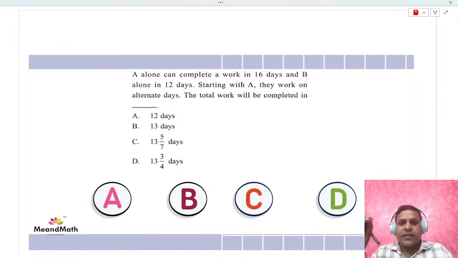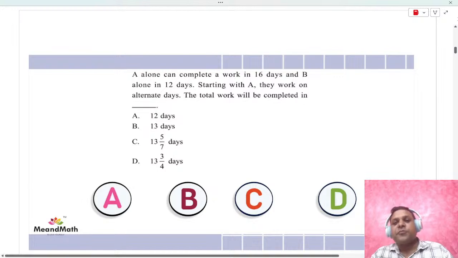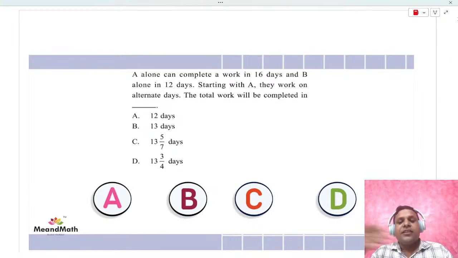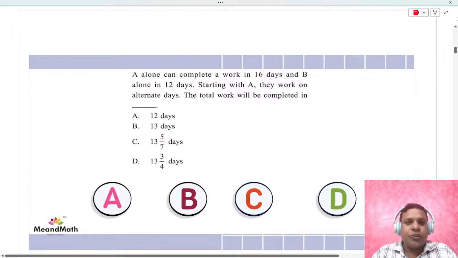So there is a work which can be completed by A in 16 days and B in 12 days. They are working together, but they are working alternately. First A works on the first day, then B on the second day, then A, then B. This is the process. So, in how many days will they complete the work? This is the question. Take 2 minutes to solve this, and let's see who will give the answer first.